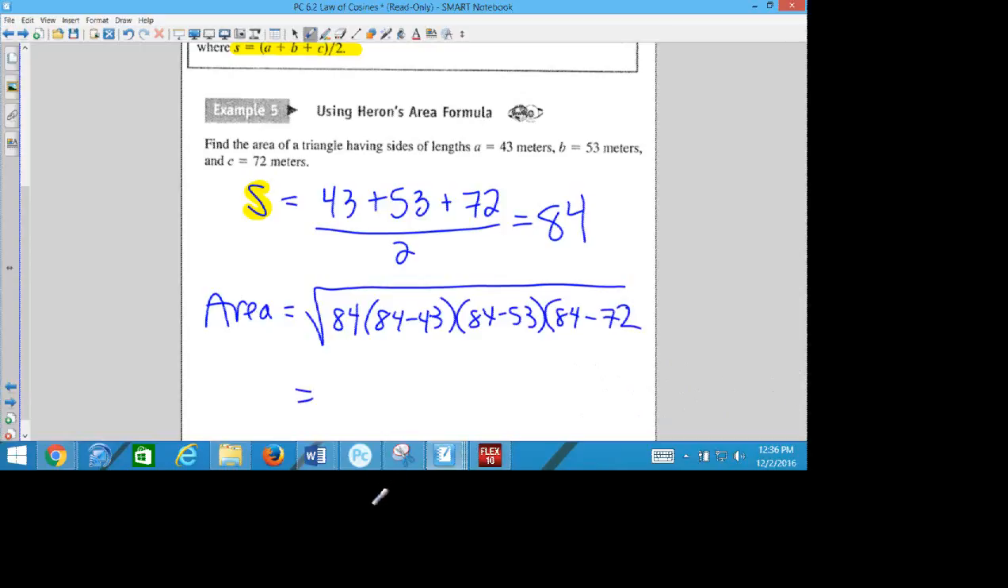Type it in your calculator. There's no need to take 84 minus 43 by hand, unless you want to practice your math steps. Nothing wrong with that. Or you just type the whole thing in the calculator.